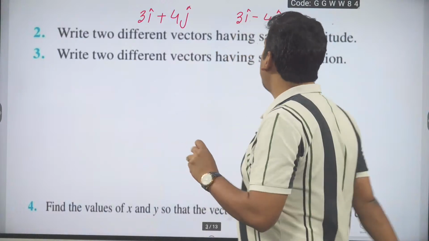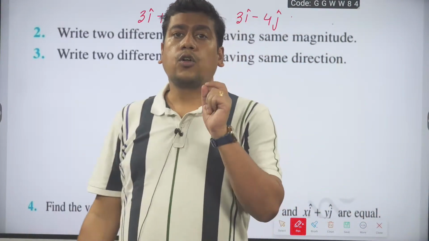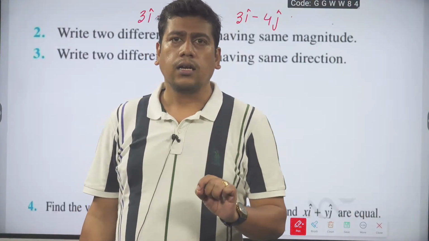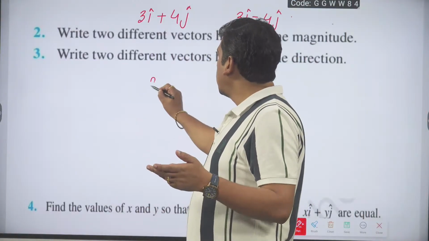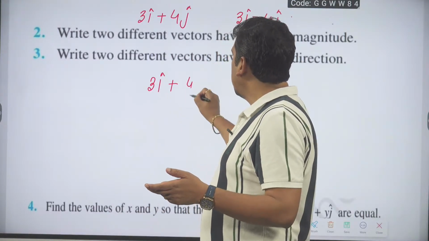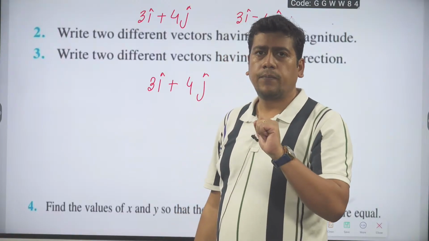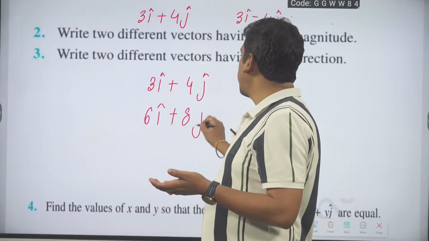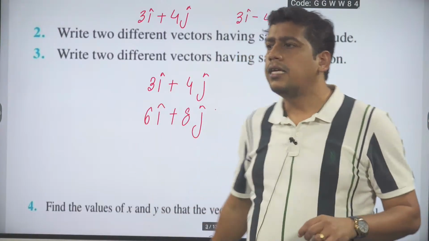Now write two different vectors having same direction. Same direction means they are talking about collinear vector, parallel vector. So we can write any vector like 3i plus 4j again, and then multiply some positive number to it, like 2. So it will become 6i cap plus 8j cap. The magnitudes are different, but the directions are still the same.